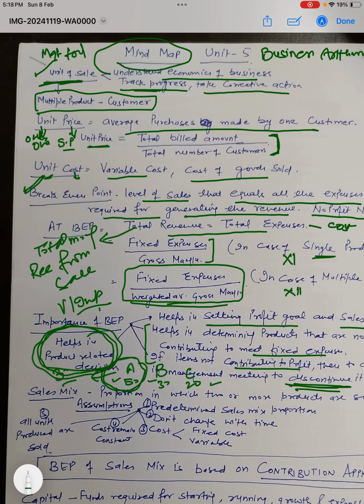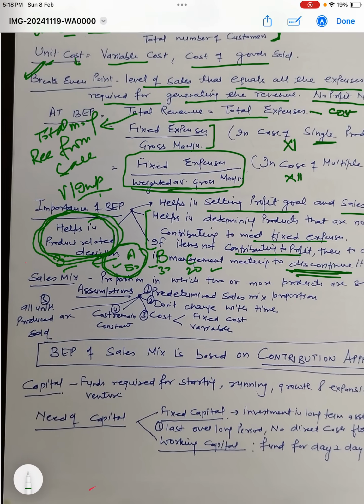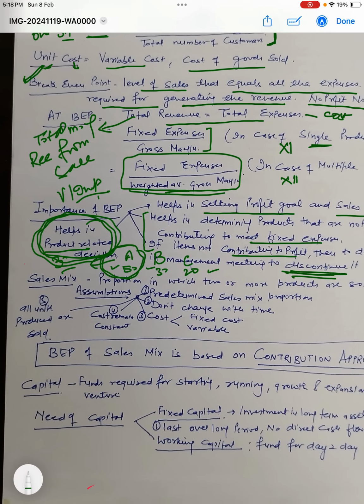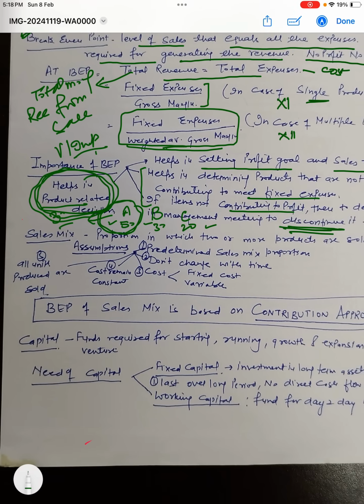Unit of sale is a management tool, and break even point helps in taking product related decisions, meaning which product sale I should continue and which product sale I should not continue. I hope this is done now. When you calculate break even point, you know the formula is total fixed cost upon weighted average gross margin.